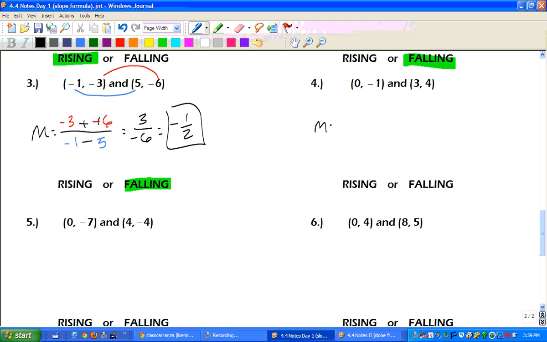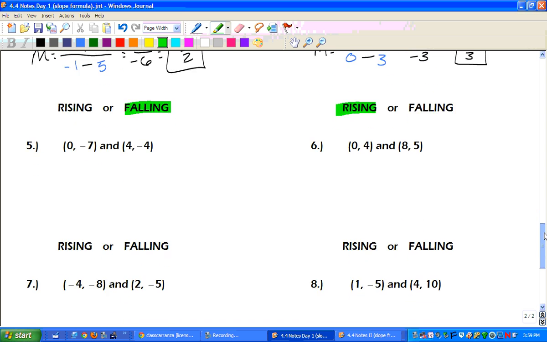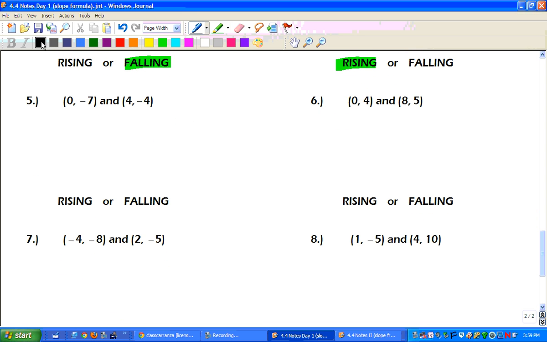All right, number 4. The y's go on the top, so negative 1 and 4. X's go on the bottom, 0, 3. On the top, you're going to get negative 5. On the bottom, it's negative 3. That doesn't reduce, but the two negatives actually make that a positive, so that's a rising slope. All right, number 5, I'll start it off for you. Why don't you guys pause the video and let's see how you do.